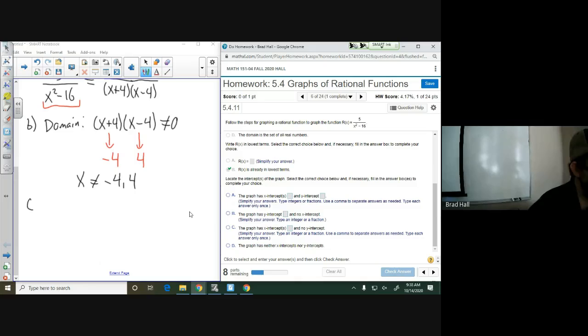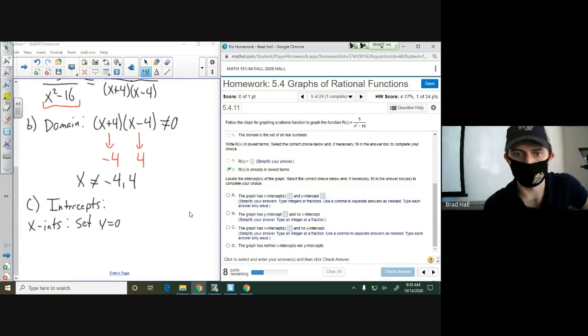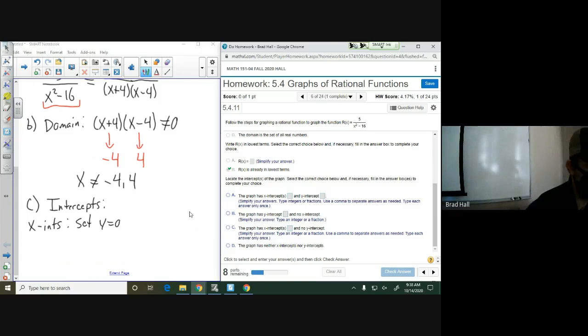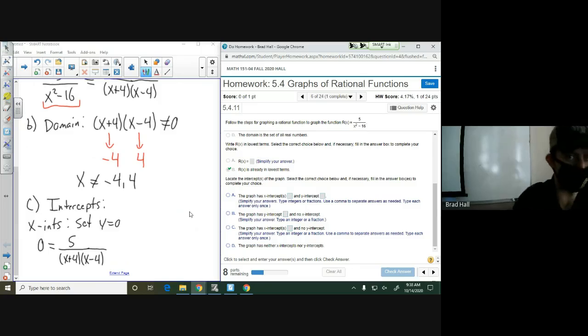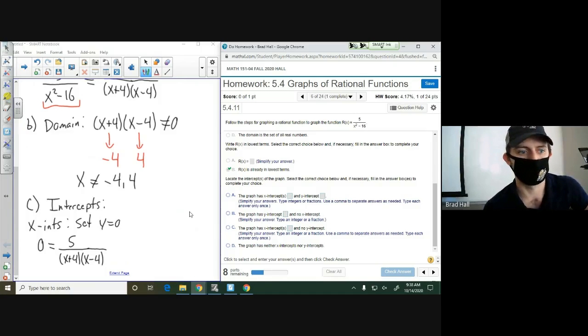So move on to intercepts. We'll start off with the x-intercepts, which means set y equal to 0. So we are setting the whole function equal to 0. I'm going to use the simplified form that we have, this factored form right here. But we are setting the whole function equal to 0, and we're trying to solve for x.